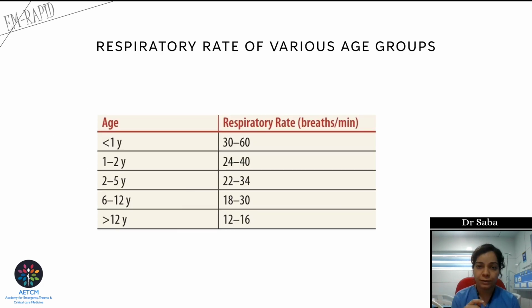Now, talking about the various respiratory rates: if the child is in the infant age group, it will be about 30 to 60 breaths per minute. 1 to 2 years, it will be 24 to 40. 2 to 5 years, it's roughly between 20 to 30. 6 to 12 is 18 to 30, and more than 12 is 12 to 16. As we see, as the child grows up, the respiratory rate keeps coming down. So if it crosses the upper limit, we can see that the child is tachypneic, which again is an indication that the child has respiratory distress.